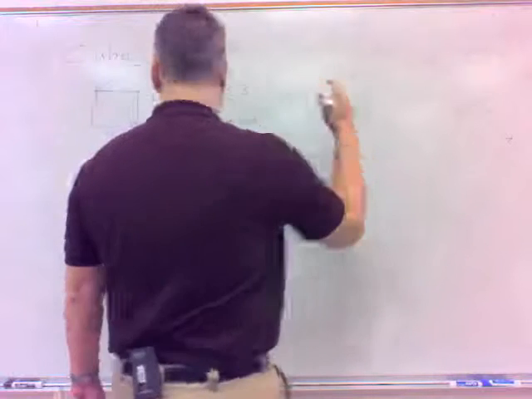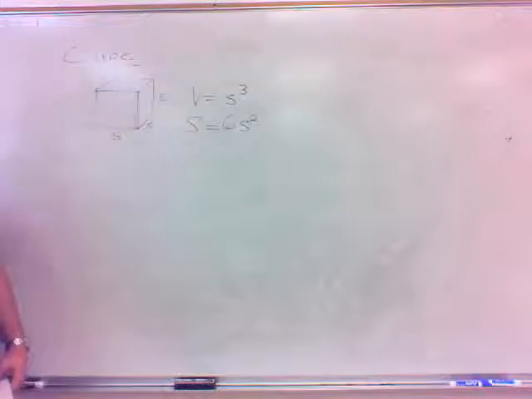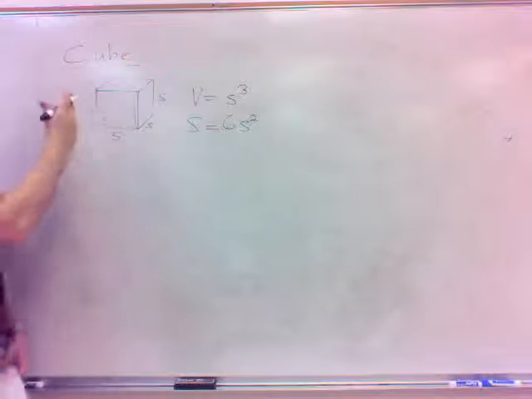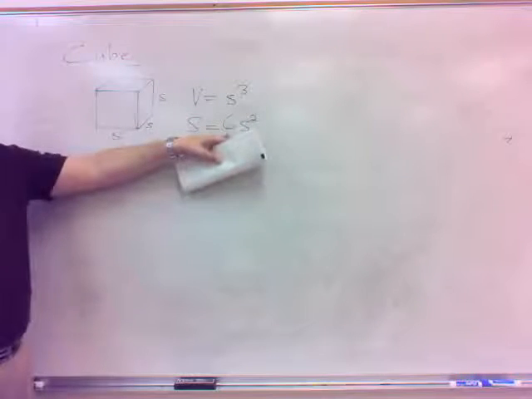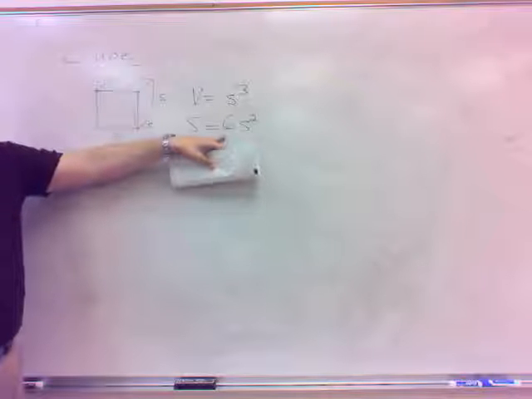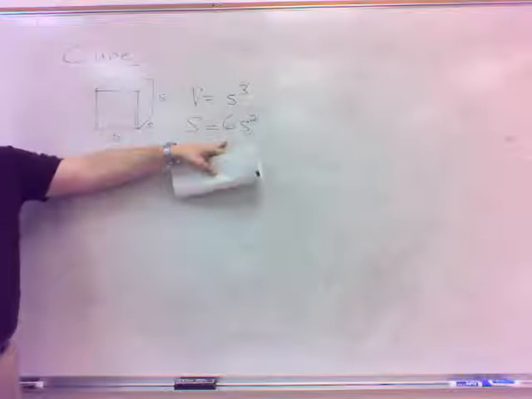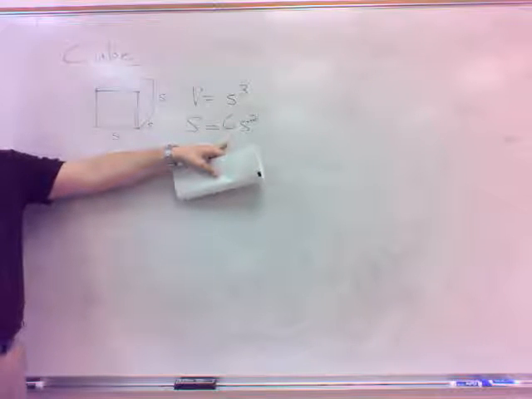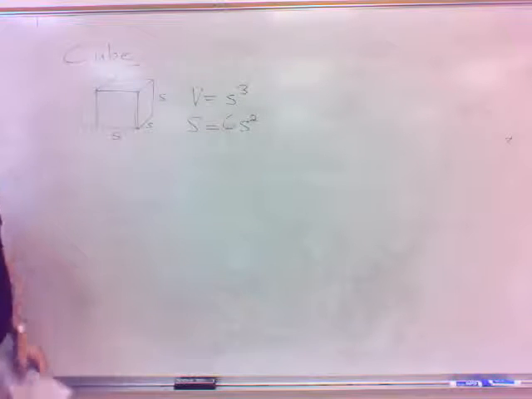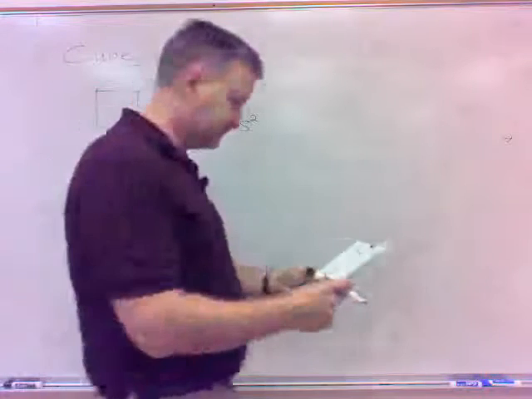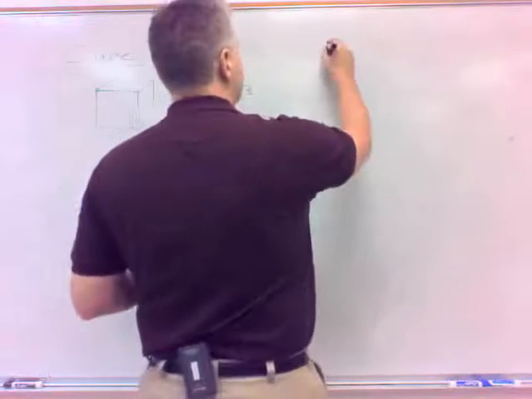Now, again, one I like to get you to think about: what if this cube had no top? If the cube had no top, then the volume's still S cubed, but what about the surface area? Well, if there's no top, you only have 5 surfaces, so you only have 5S squared, right? So anyway, let's go to the cylinder.